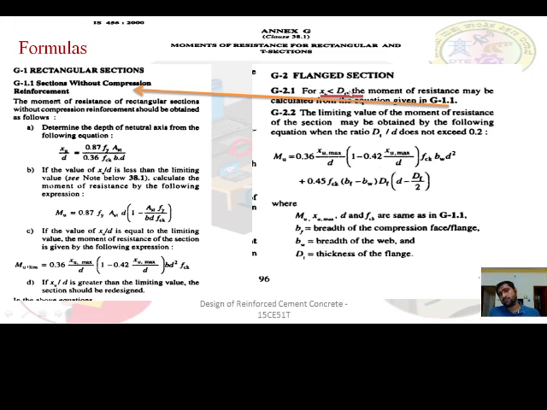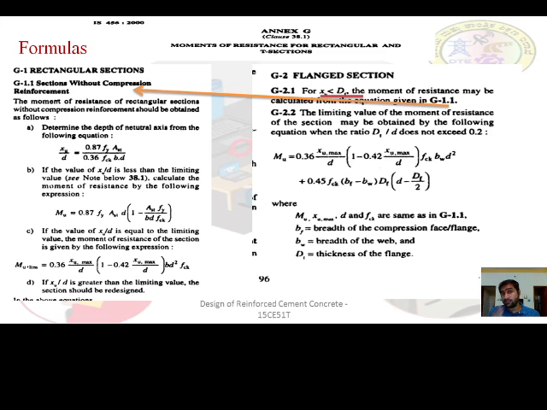If this XU is greater than DF, then we will come to the second part. Actually here it is not there. We have to use the relation C1 plus C2 is equal to T. That is the compression force in the web plus the compression force in the remaining part of the flange is equal to the tension force. So we calculate C1, C2 and T, and from that relation we obtain the XU. If that XU is greater than DF, then it is okay and we will proceed further.